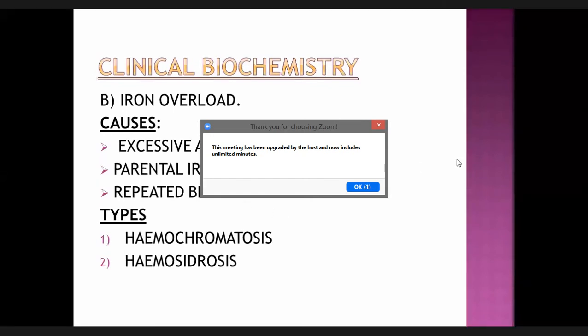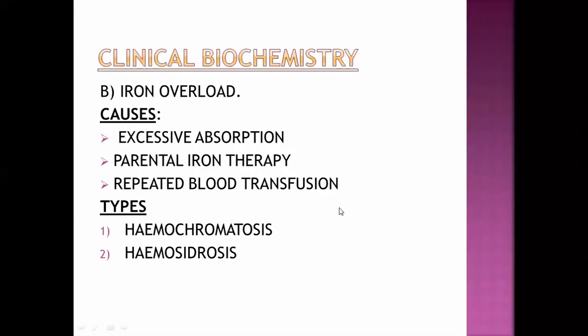And repeated blood transfusion also causes iron overload. Two important clinical conditions are hemochromatosis and hemosiderosis. Hemochromatosis and hemosiderosis are both clinical conditions of iron overload. Causes: excessive absorption, parenteral iron therapy, repeated blood transfusion.